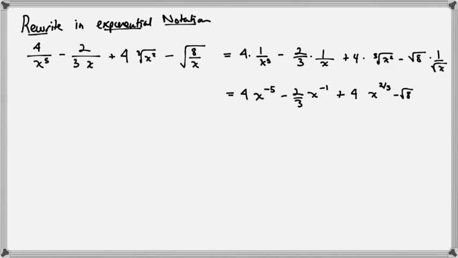Finally, in the last one, it's minus square root of 8, and then it's times x. It's in the denominator, it's a reciprocal, so I'll have a negative exponent, and then the 1/2 indicates the square root. So we have x to the minus 1 over 2.